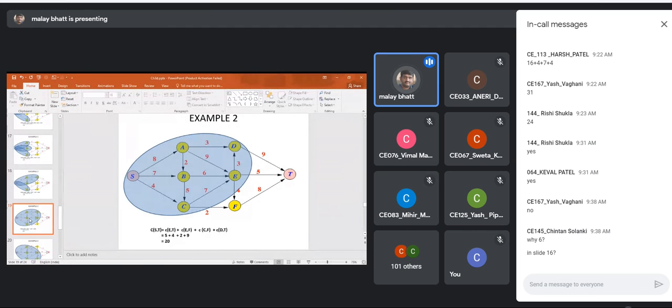So from D, the outgoing arrow is 9, only 1. From E, the outgoing arrows are 5 and 4. And from C, it is 2. So it is 20.